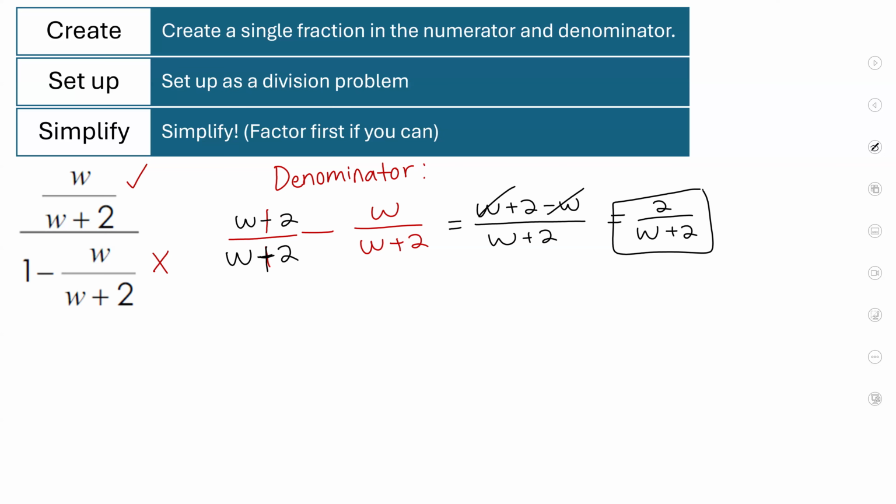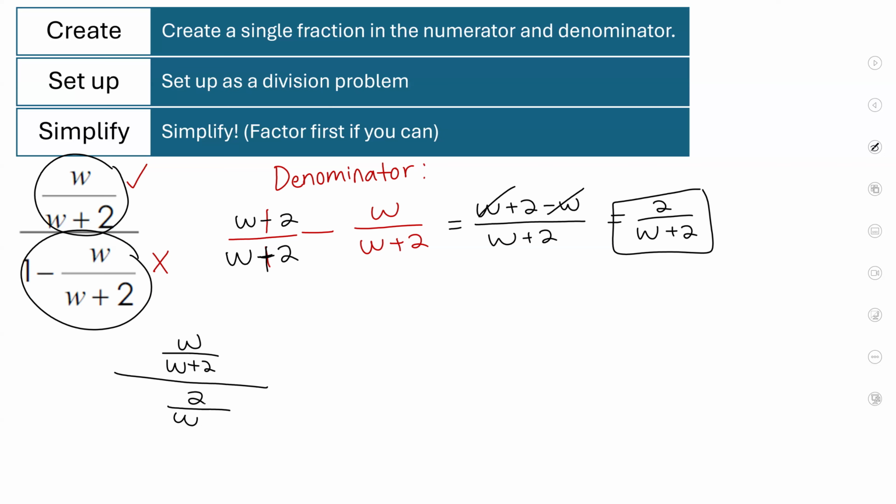Okay, so I'm going to rewrite my problem. This is perfectly fine. I'm just going to rewrite it. W over W plus 2. I changed my denominator to be a single fraction. It is now 2 over W plus 2.